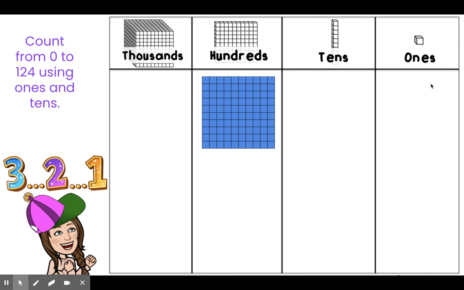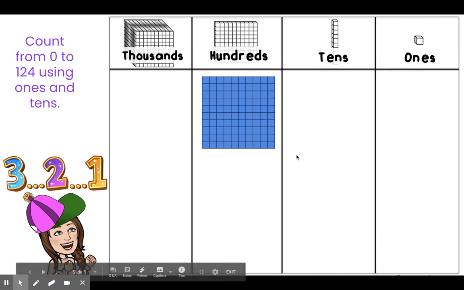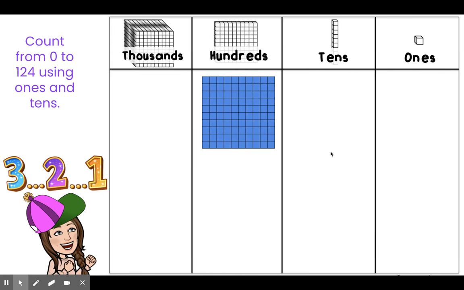Pat yourself on the back. You're doing great. We can't stop there though. Our goal was 124. We have to keep counting. Now we're still counting by ones, but we have to say 100 because we have 100. Here we go. Count out loud.